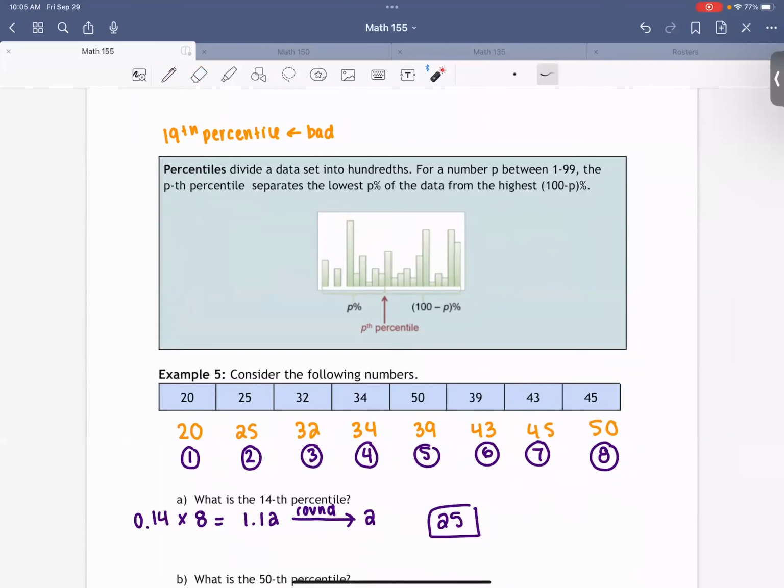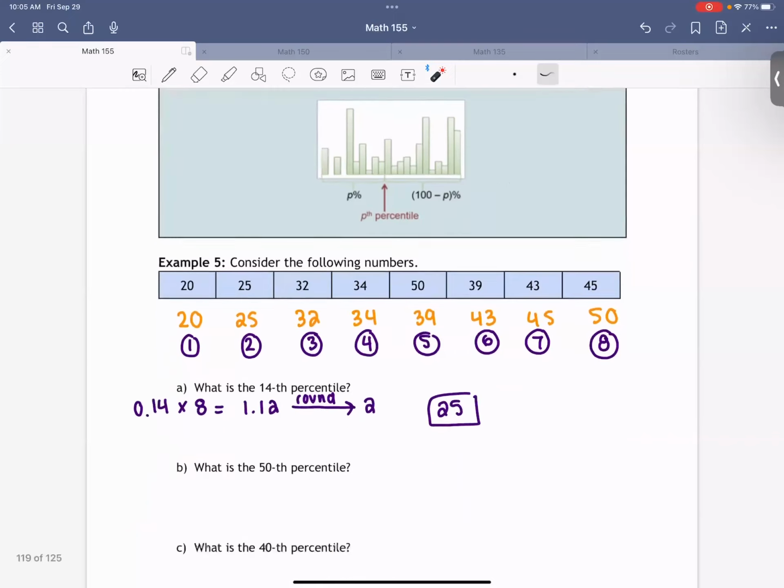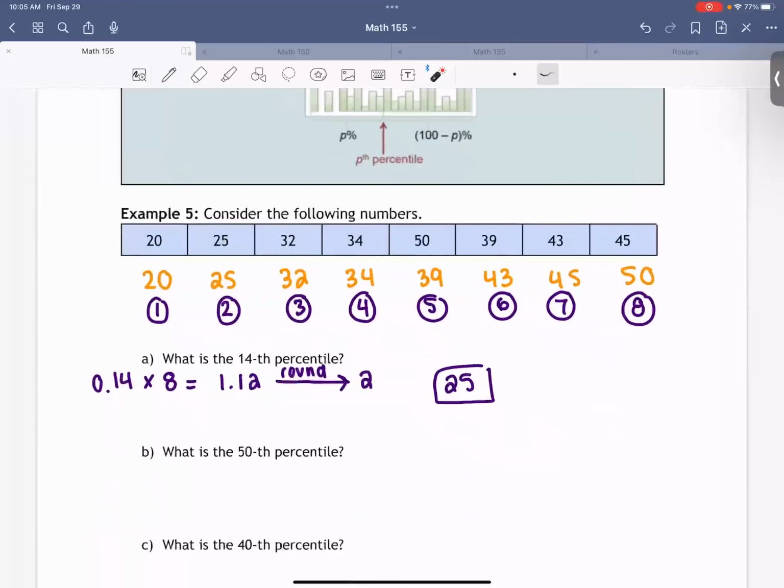For example, if you took the SAT and you got the 19th percentile, that would be a very bad score because it meant that you only did better than 19% of everyone else who took the exam. So it's good to have a high percentile if you want a high number on your test. Okay, so we did a couple examples.